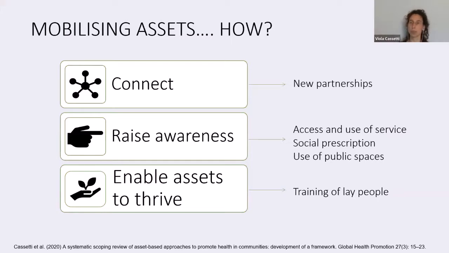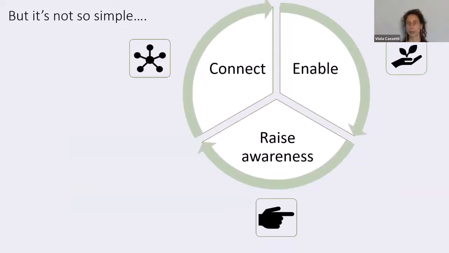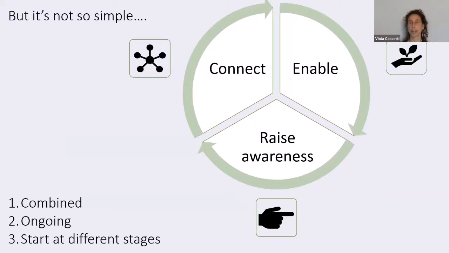So you think these people have the potential to be good members of their community or to become leaders in their community. So you work with them to create the environment for them to thrive. This is why it's about enabling assets to thrive. So there are assets, but they need a little bit of extra support to be able to thrive. So these are the three main processes that you can use to mobilize assets. But it's not so simple, so to speak. It's not that you just pick one and off you go with your intervention, because most of the time these processes are ongoing, they can be combined, they can start at different stages during the intervention. So that makes it even more difficult when working in communities.